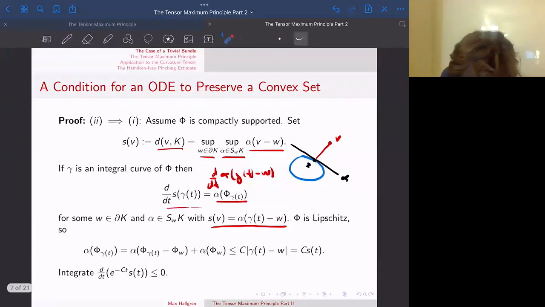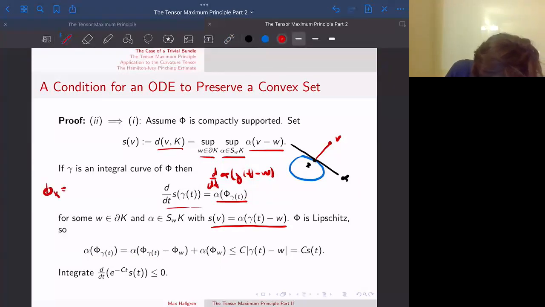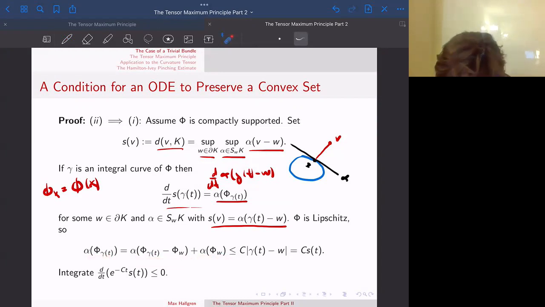So the next step is to estimate this. We know that alpha of phi at gamma of t, we can rewrite this by just adding and subtracting alpha of phi at W. Just to be clear, when I write phi of x, this is just a compact notation for our vector field, taking our vector field's value at point x. So we've separated this into these two pieces, and so why does this help?